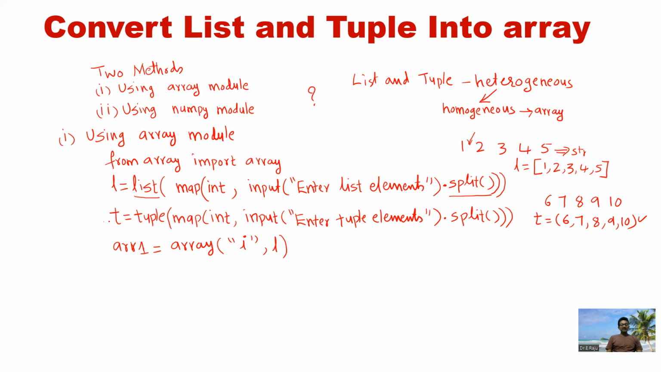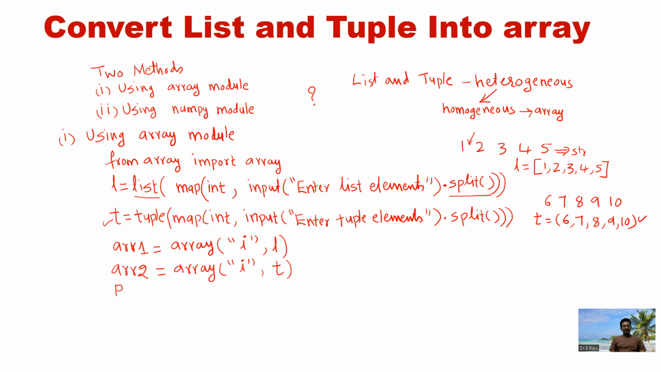Similarly, I convert this tuple into an array. I use one more variable here, array2 is equal to array. Here the first argument is the letter i, which indicates elements are of integer type, and the second argument is the variable which stored the elements of the tuple. So the tuple variable name you need to specify. This array method converts this tuple into an array and stores it into a variable called array2. Now we'll print the original one and the converted one.